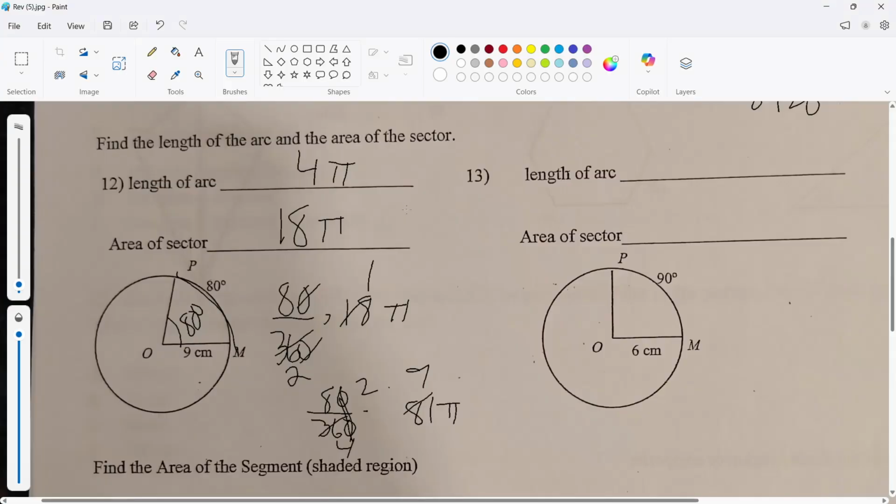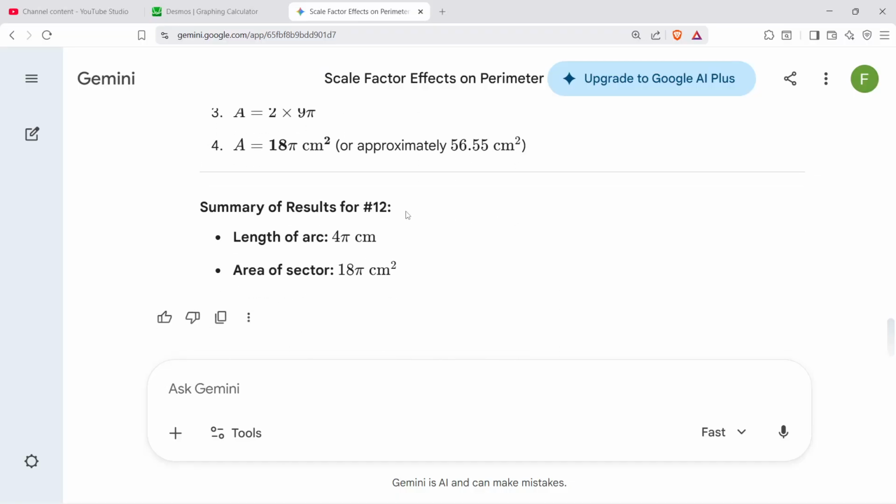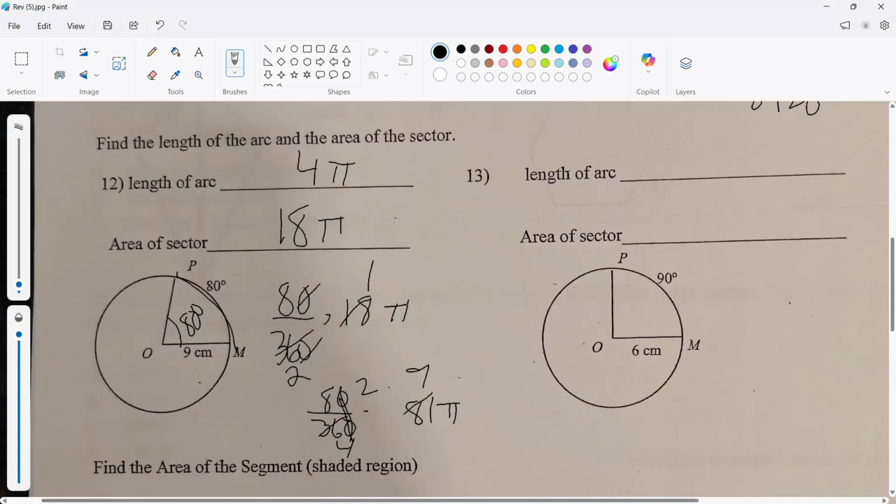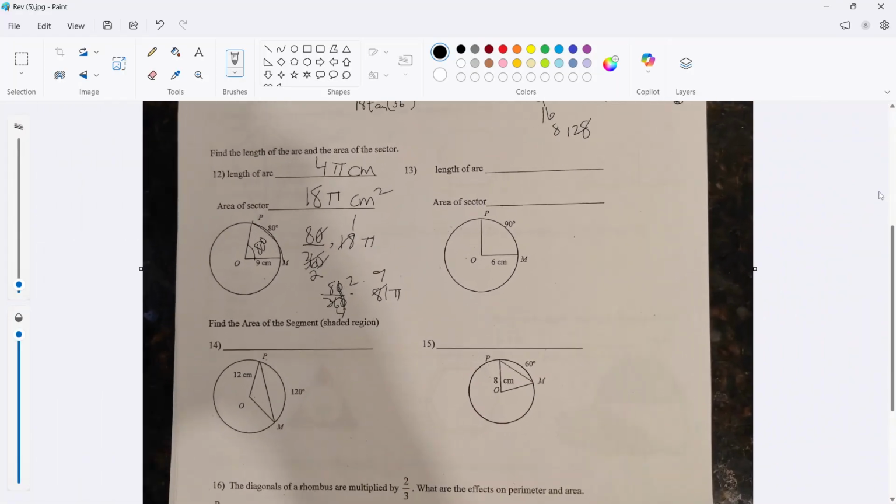4 pi. Yeah, there it is. 4 pi. Let's see the area of the sector. 18 pi. Yeah, there you go. Oh, I forgot the units. So Gemini got it right. Okay. Let me do the next one.